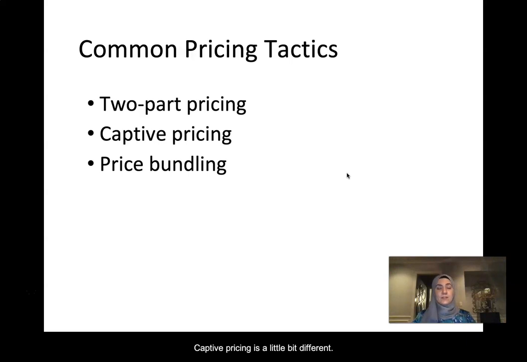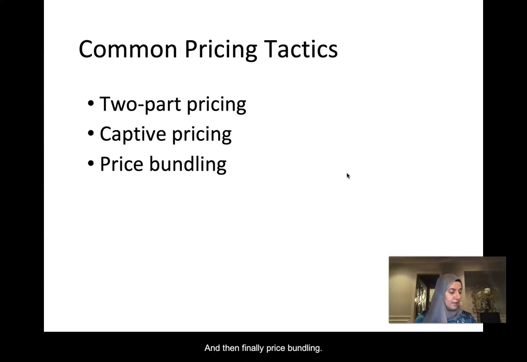Captive pricing is a little bit different. Captive pricing is when the marketer sells you something, but then in order to keep using it, you have to buy other stuff from them repeatedly. A classic example is shaving cartridges. If you buy a certain shaver, you have to keep buying the same cartridges for it. Or the ink cartridges or the toner. If you buy a printer, you have to keep buying the ink toner or the ink cartridges from the same manufacturer.